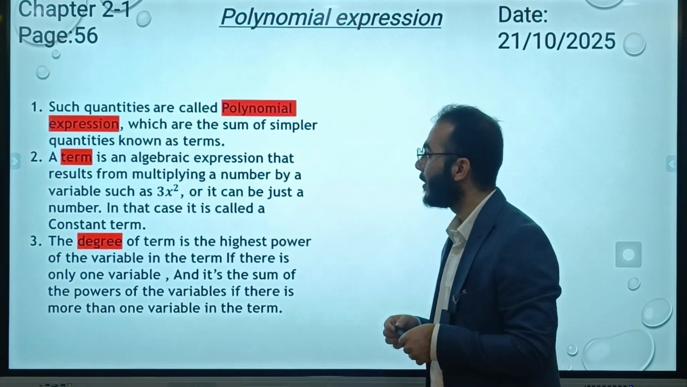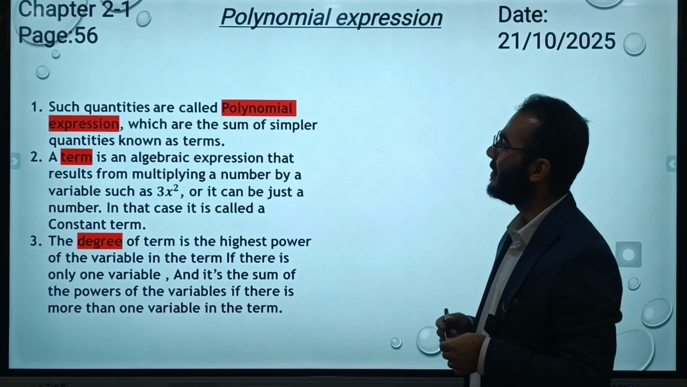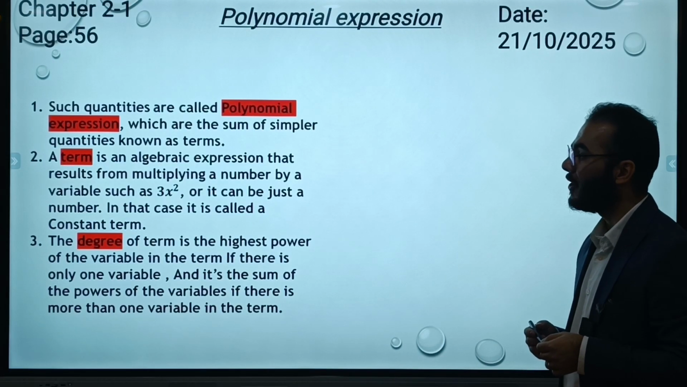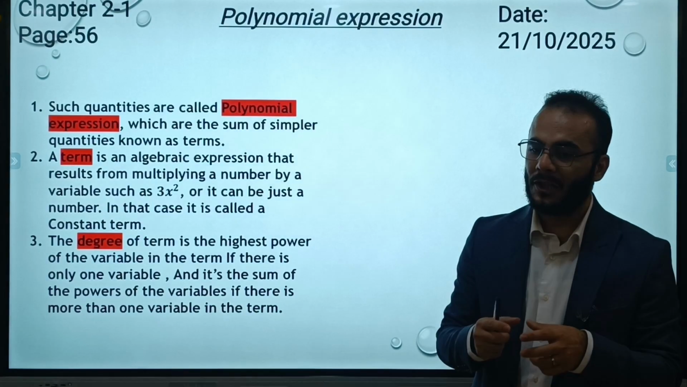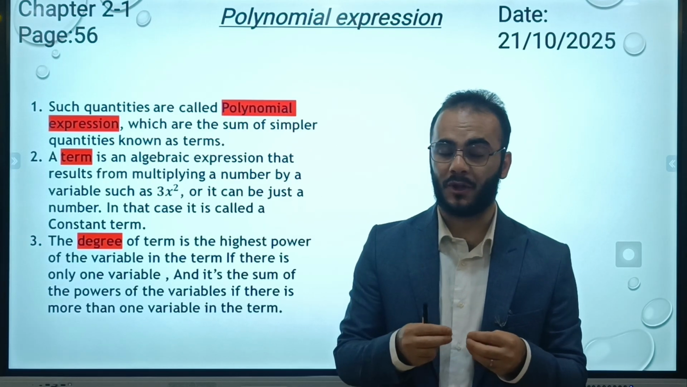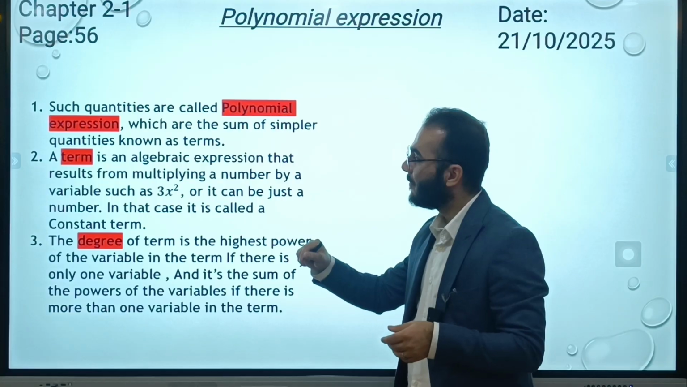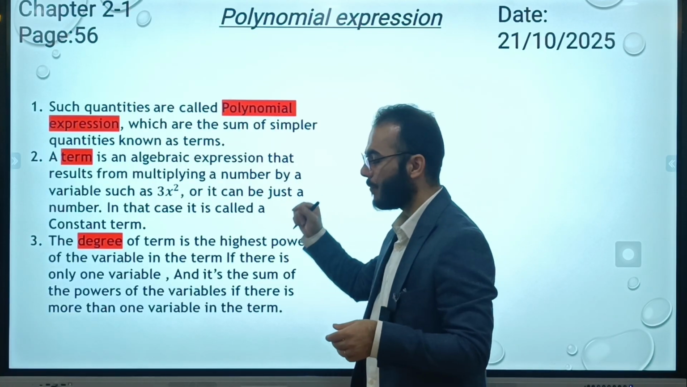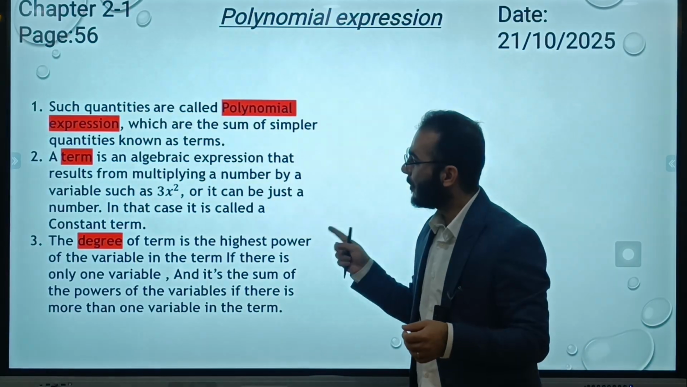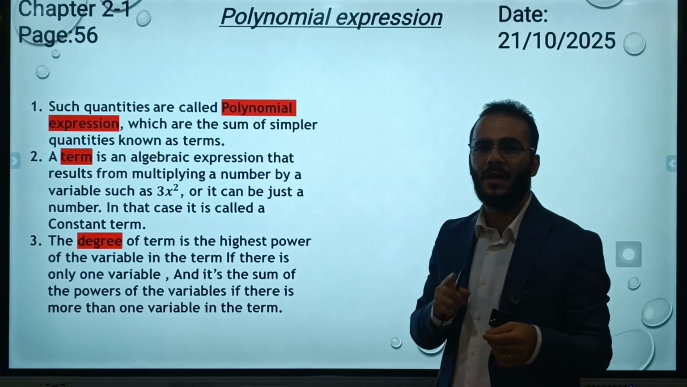So, a clear definition from the book is here. It says that such quantities are called polynomial expressions, which are the sum of simpler quantities known as terms. As I said, there is a sum of some parts, some simpler quantities that are called terms. Let's identify terms. A term is an algebraic expression that results from multiplying a number by a variable, such as 3x squared.